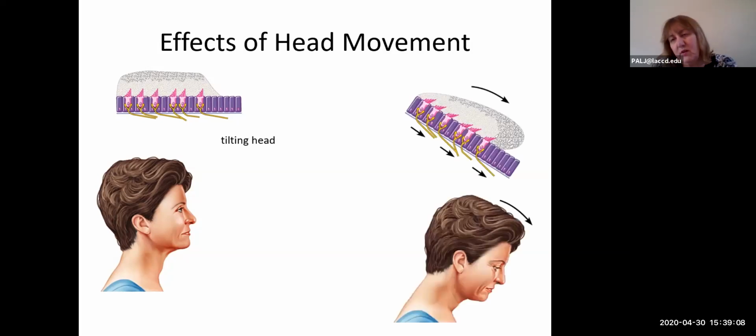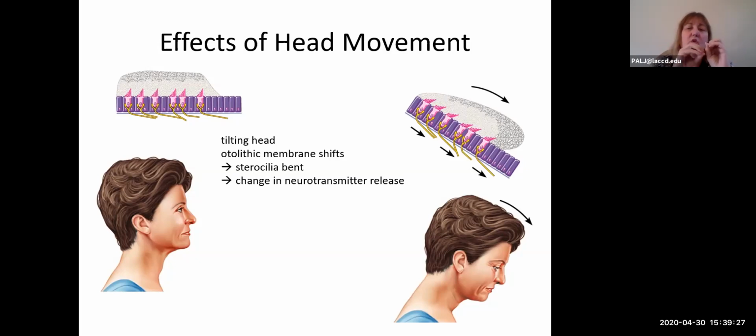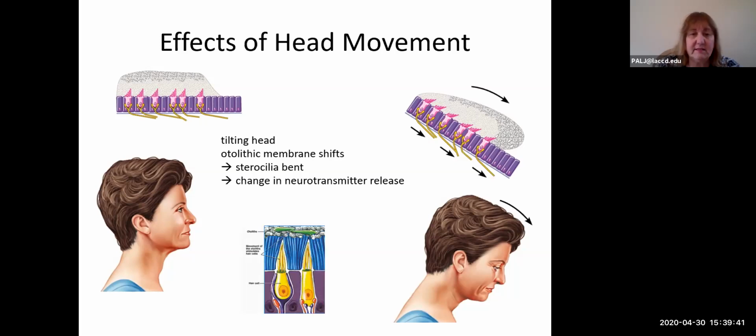And that's going to be pulling the gelatinous membrane. In this particular picture, it's showing it pulling it towards the kinocilium. Don't be memorizing that if it goes towards the kinocilium, you're looking down. If it goes away, you're looking up. Don't be memorizing that. It's just for illustration purposes. Okay. So when the head has tilted, whether it's tilted like this or tilted like this, the otolithic membrane shifts and that bends the stereocilia, and that bending will change the neurotransmitter release, okay?